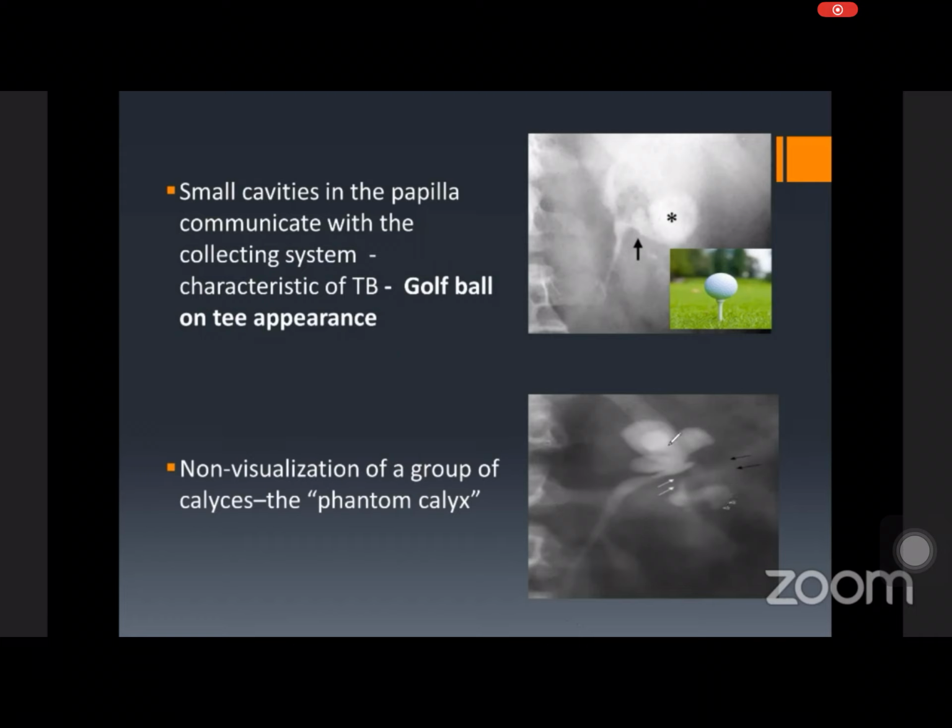So what we see here on this image is that we don't see the mid-pole renal calyces. They are present, but they are not opacified with contrast because of a complete stricture in the infundibulum. And also there is asymmetrical calycosis of the lower pole.